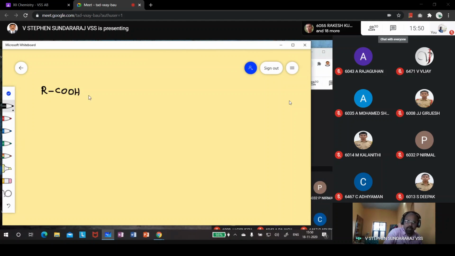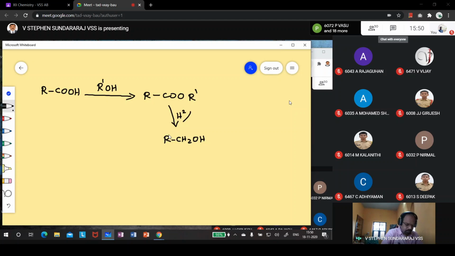into an ester. Carboxylic acid will be converted into an ester by treating with alcohol, and then we will reduce it into CH2OH by hydrogen in the presence of palladium. So write this point down as a note.